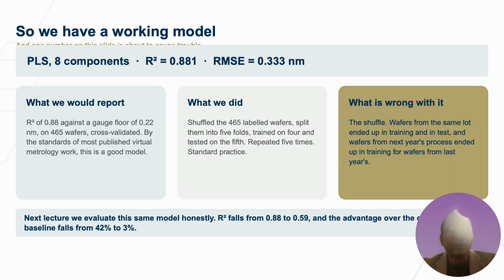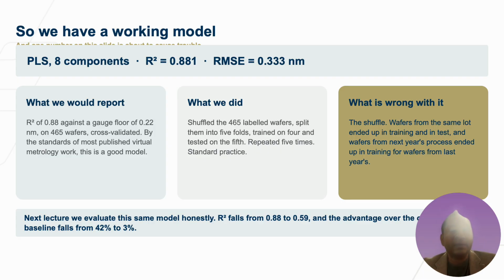So we have a working model. Let me put the headline on the slide and then take it apart. PLS, 8 components, R squared 0.881, RMSE 0.333 nanometers. This is what we would report, cross-validated on 465 wafers against a physical noise floor of 0.22. By the standards of a good deal of published virtual metrology work, this is a solid result and it would pass review. And here is exactly what we did.